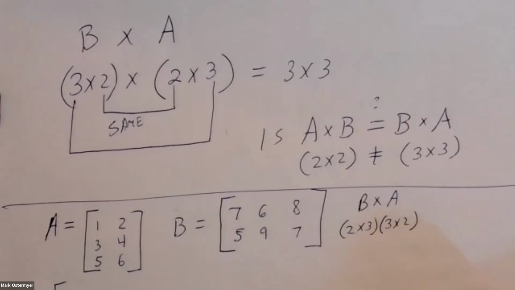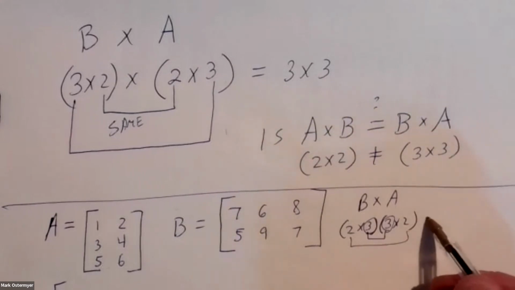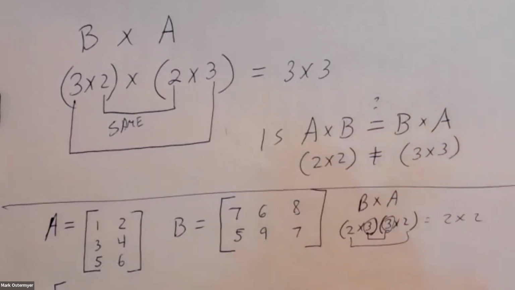All right, so can I even do matrix B times A? B being a 2x3, A being a 3x2, is that possible? Looks like these inner dimensions are the same, and so therefore it is possible. And our product matrix is going to be a 2x2.